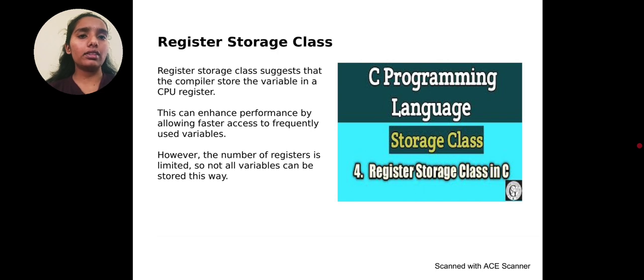And the other type is register storage class. Register storage class suggests that the compiler store the variable in the CPU register. This can enhance performance by allowing faster access to frequently used variables. However, the number of registers is limited, so not all variables can be stored this way.